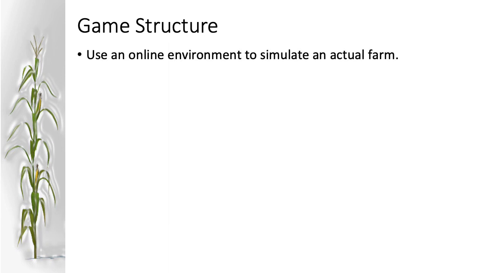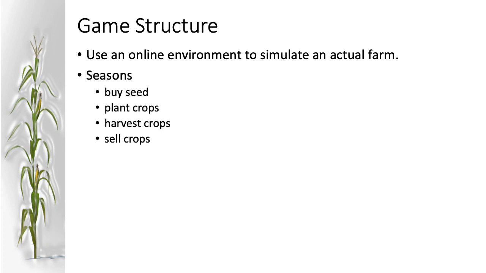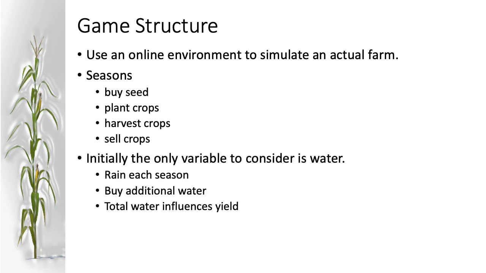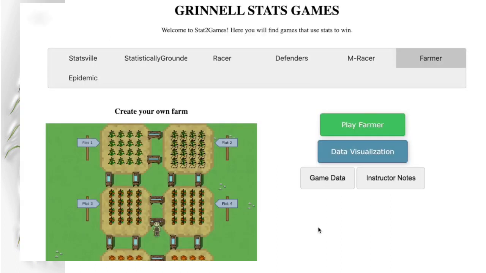Our game creates an online environment that simulates an actual farm. It's divided into seasons, and each season players can buy seeds and plant, harvest, and sell crops. At earlier seasons, the only variable to consider for the crops is water. There are varying amounts of rain each season, and players can buy additional water for their crops. The total amount of water, which includes the rain and any additional water added by the players, influences the yield for each season. The game can be accessed from the Stat2Games site under the Farmer tab.